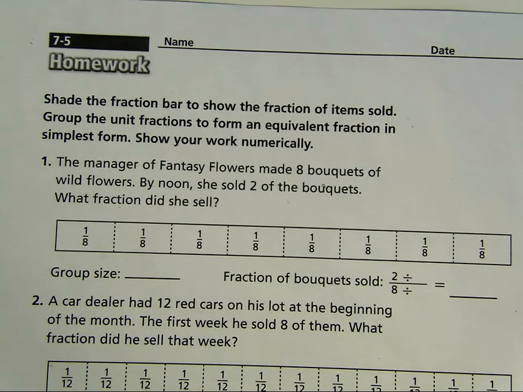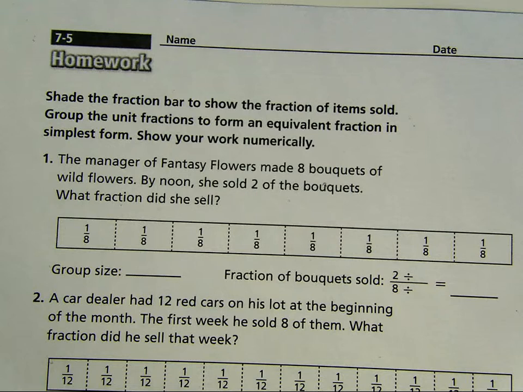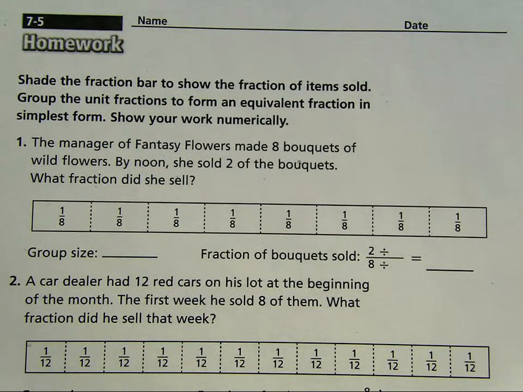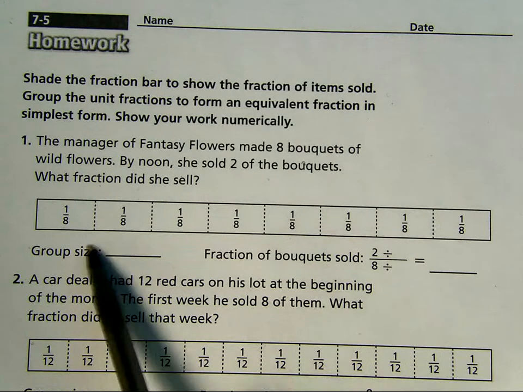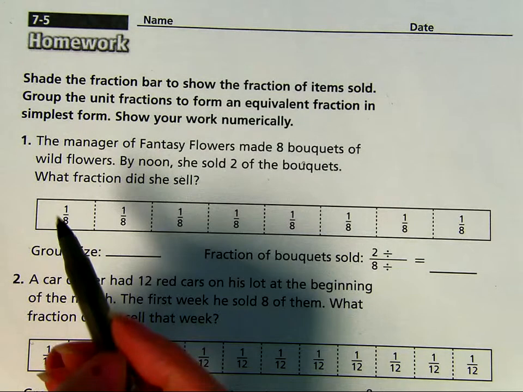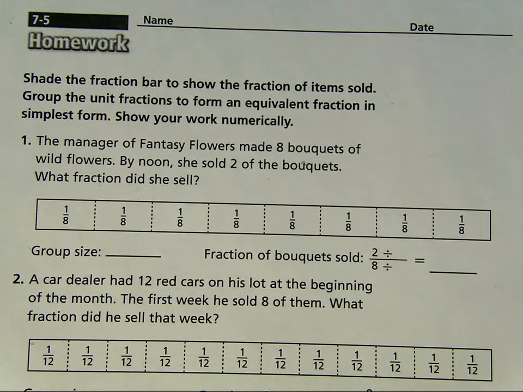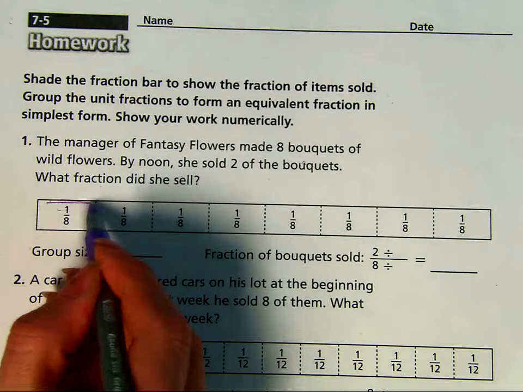By noon, she sold 2 of the bouquets. What fraction did she sell? So here my fraction bar is broken up into eighths for the 8 bouquets, and she sold 2 of them. So we are going to shade in 2 parts.